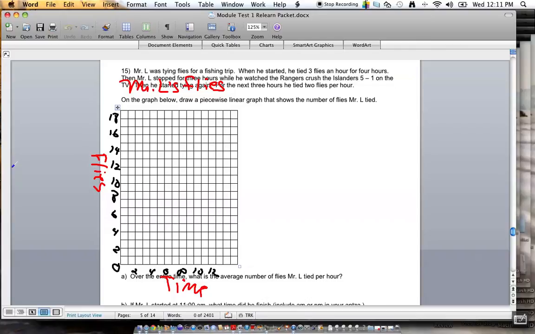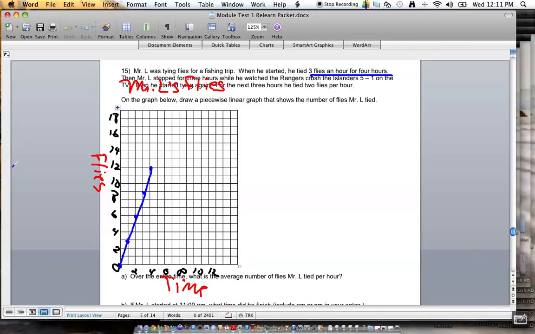So it says here that I tie 3 flies an hour for 4 hours. So I start with no flies. 3 flies in the first hour, 3 flies in the second hour, 3 flies in the third hour, and 3 flies in the fourth hour. There is the first piece of the graph.